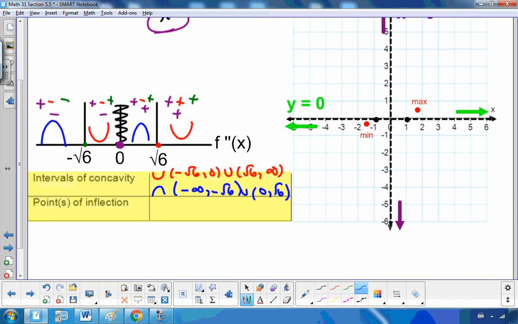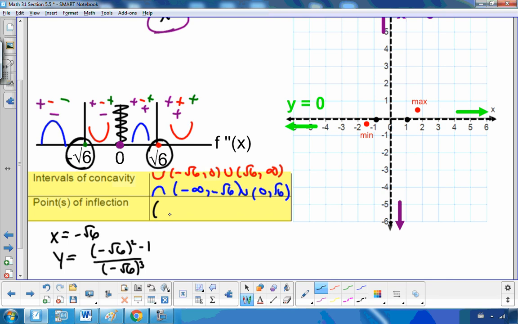So we're looking for a change in concavity for an inflection point. I have an inflection point here and here. At 0, it's a vertical asymptote, so it's not a point of inflection. So I have a point of inflection at x equals negative root 6. I put that into my original equation to figure out the y value that goes with it. So I'm going to have y equals negative root 6 squared minus 1 all over negative root 6 cubed.